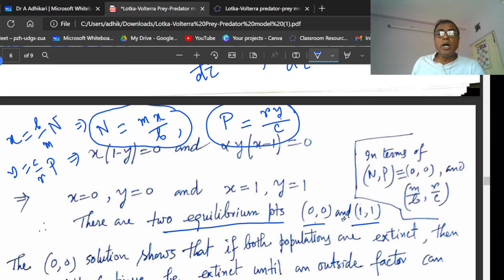So corresponding to the (0, 0) solution in terms of n and p, the equilibrium point is (0, 0) also. But in the non-dimensional xy plane, when the point is (1, 1), the corresponding point in the np plane is m by b and r by c, putting x equals 1 and y equals 1. So in the np plane, the equilibrium points are (0, 0) and (m by b, r by c).